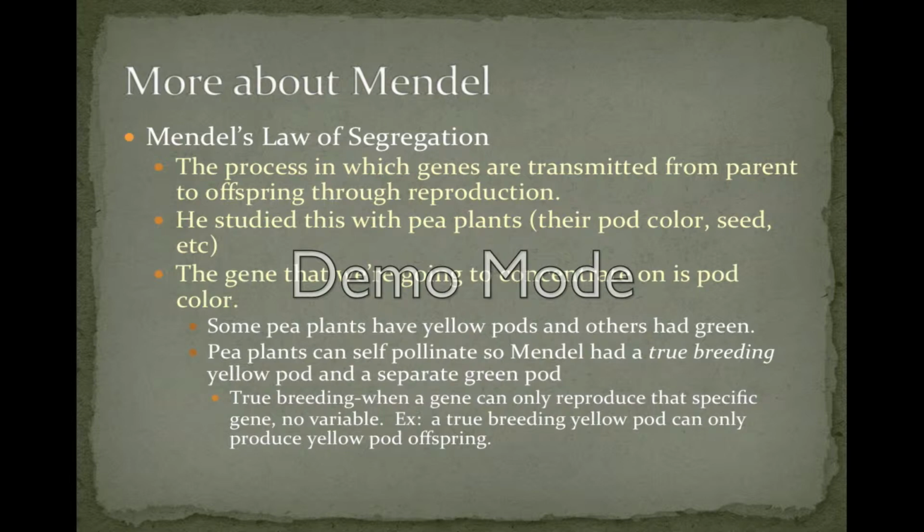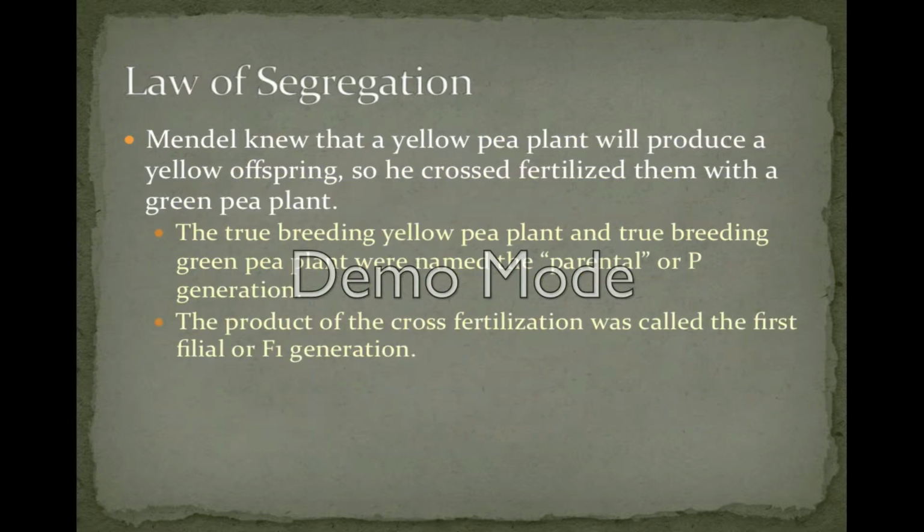But for this instance, let's just say if a green pod is a true breeding green pod, then it would only produce a green pod. There's no other way that it can produce anything else but a green pod. Now, Mendel knew that a yellow pea plant will produce yellow offspring. So what he did was cross-fertilize them with a green pea plant. He didn't let them self-pollinate. He crossed a yellow pea plant with a green pea plant.